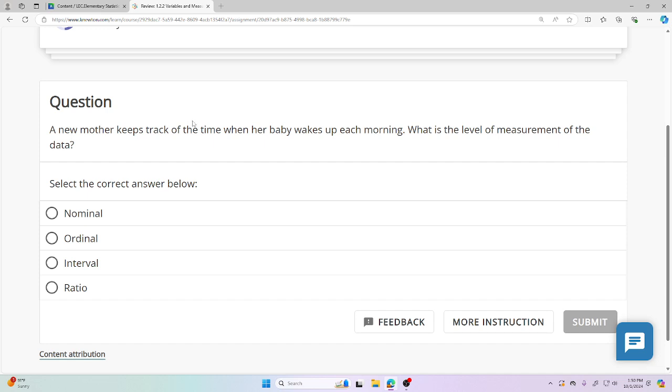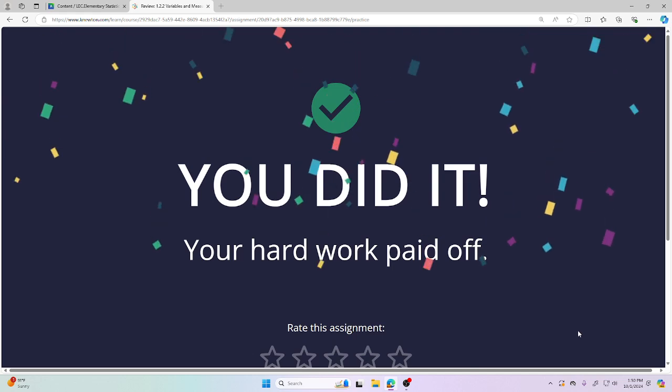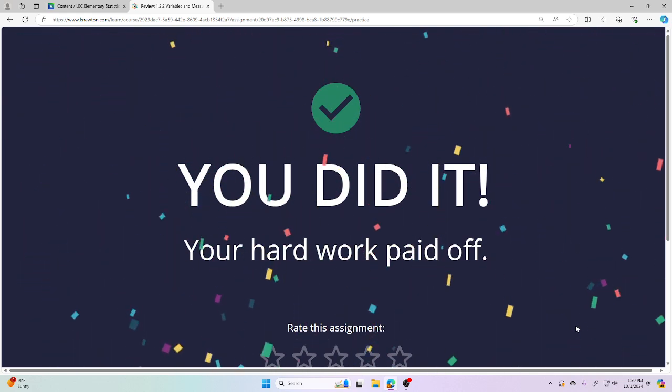Mother tracks time, baby wakes up. So we're talking time. I guess this is like AM, PM. What would you think? Yeah, interval. That's what I'm thinking too. Yep. Again, AM, PM, negative, positive, that kind of thing. Cool. And we're done. It's just that easy, but you can sit through this all day long if you want to. Your call.